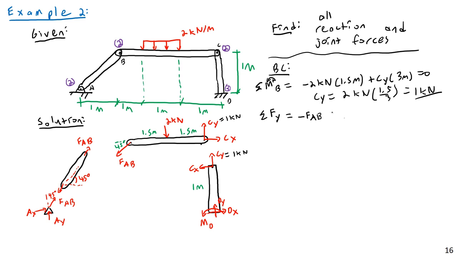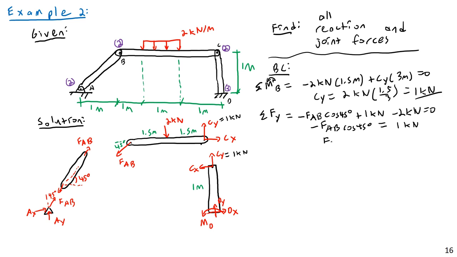Finally, negative FAB times the cosine of 45 degrees, and then plus CY, which is 1 kilonewton, plus 1 kilonewton, but then minus the 2 kilonewtons. And this equals 0. And so then I'll have negative FAB times cosine 45 degrees. That's negative 1, but then that becomes positive 1 kilonewton over here.